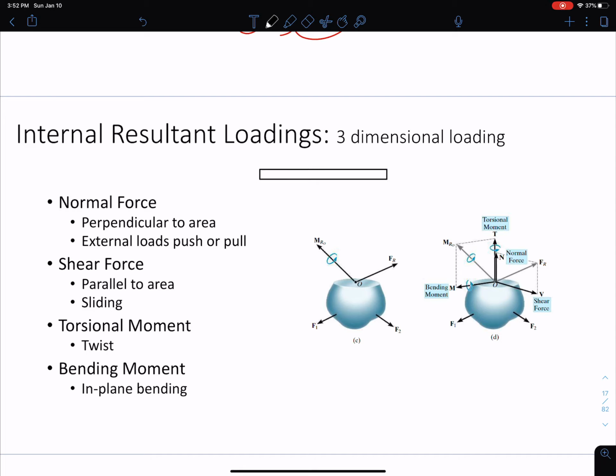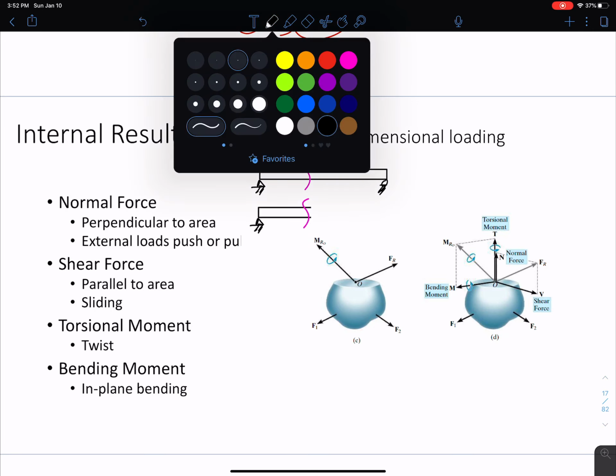Okay. And imagine I have some pin, some roller, something like this, and I make a cut along the beam anywhere. What happens here is I expose some internal forces, right? I'm going to draw them in red.